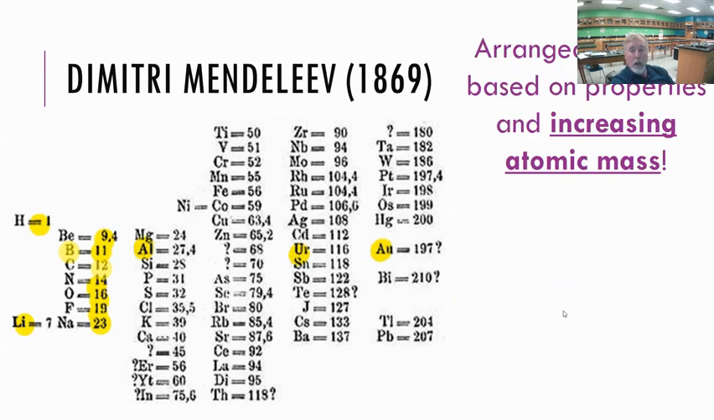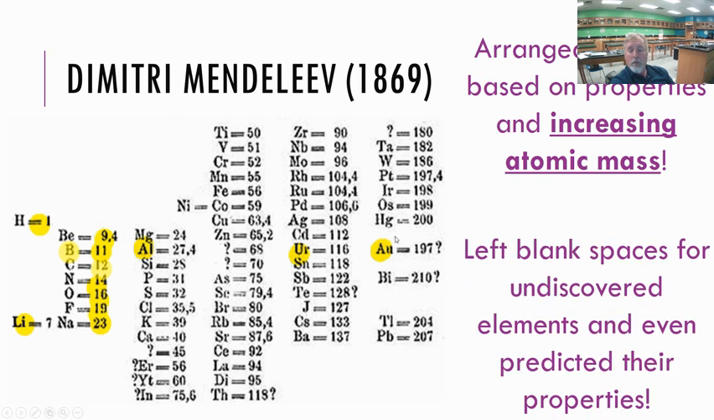Now he left some blank spaces in here, you see? He left these blank spaces for undiscovered elements. We didn't know what these elements were. He knew that there was something here, for example, that was 68, but we didn't have a name for it. But here he had blanks. We didn't have any idea. But he could predict what their properties would be, and even predict their masses.